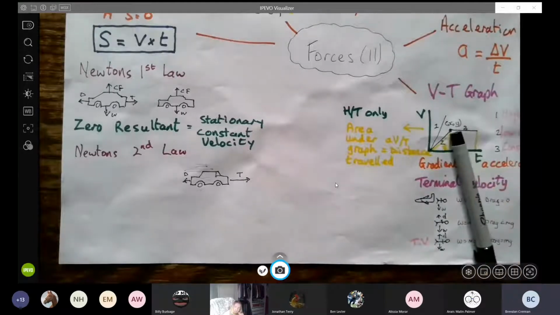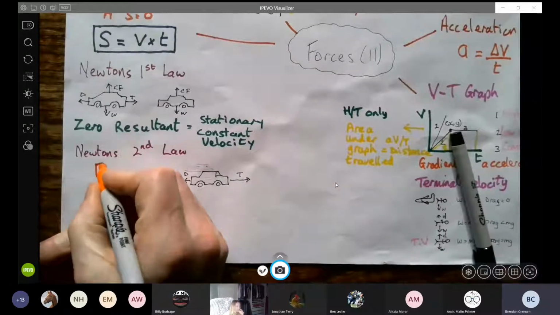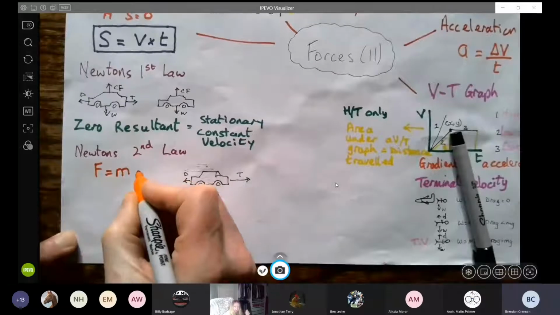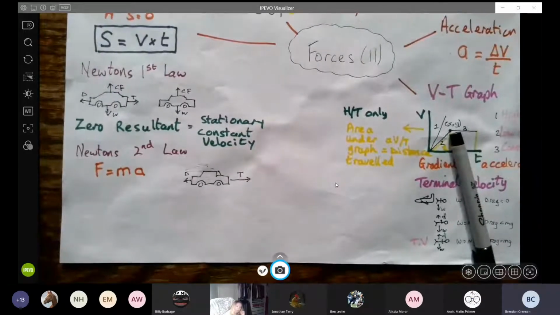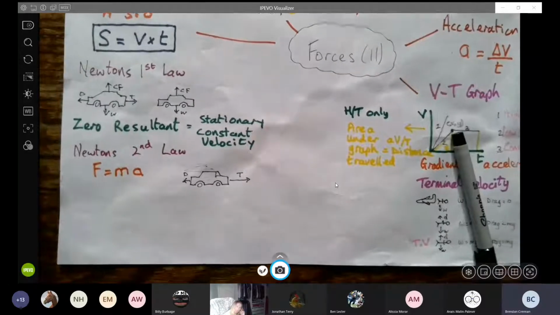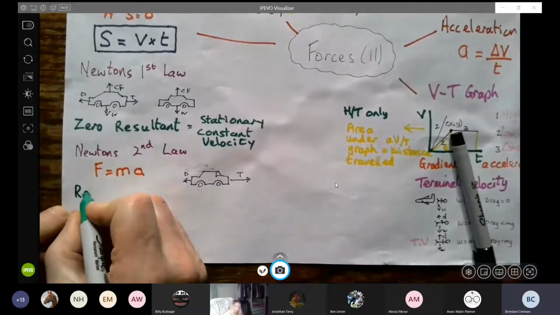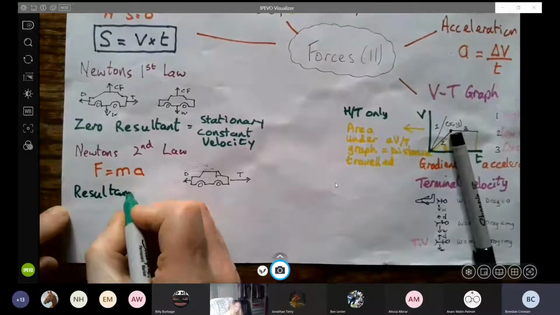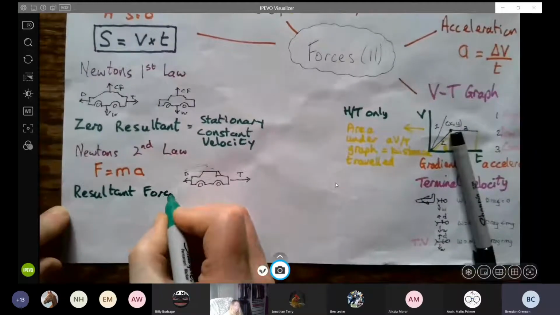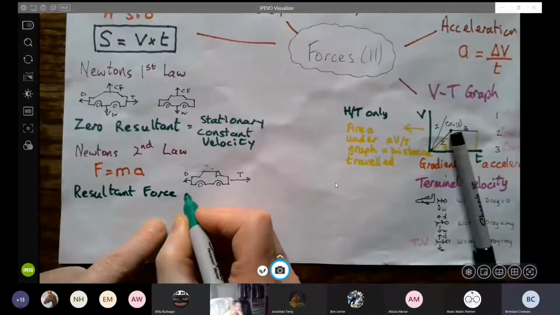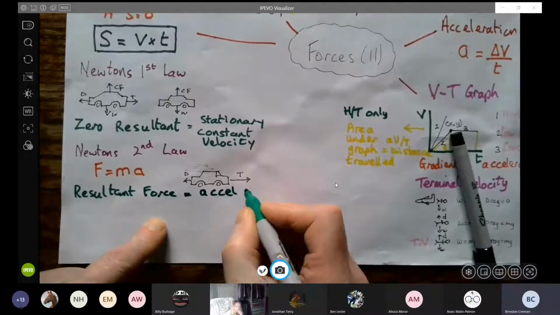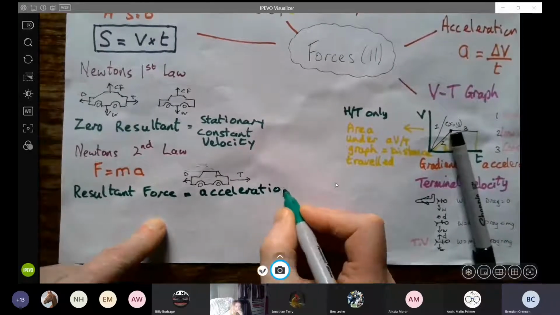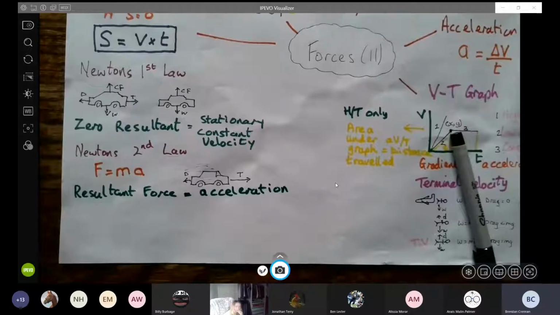So we have an equation to go with this one. Force is equal to mass times acceleration. That's one of the equations you need to know. The result of this is the resultant force. We have a resultant force, because when we add those two together, we still have a force. And that means we will have acceleration. And that is Newton's second law.